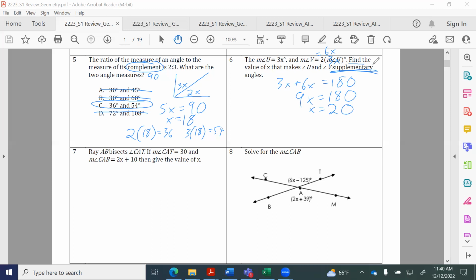Now, are we done, or do we need to do something else? Well, go back to the question. Find the value of x. So x is what we're trying to find. We're done. It is 20. All right, go on to number 7.